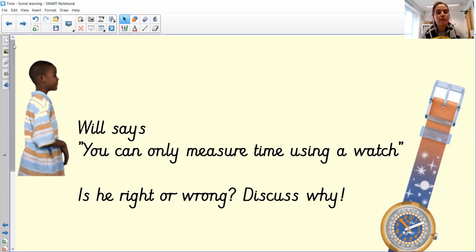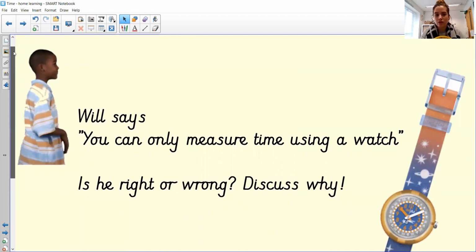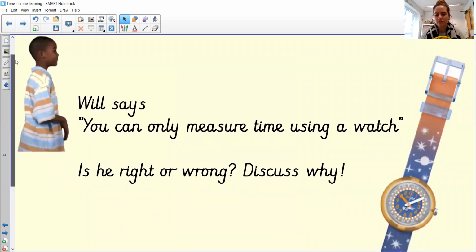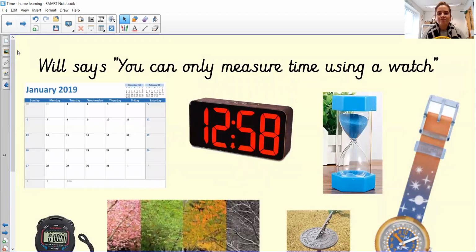So first of all, let's get our brains warmed up. It says, Will says you can only measure time using a watch. Is he right or wrong? Discuss why. So pause the video now. Do you think Will is right or wrong? Lots of discussion there. Okay, let's see if Will's right or wrong.